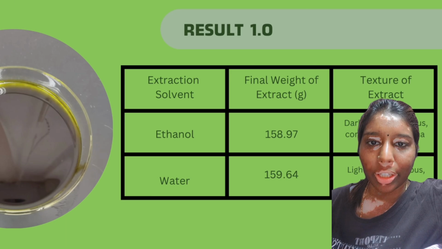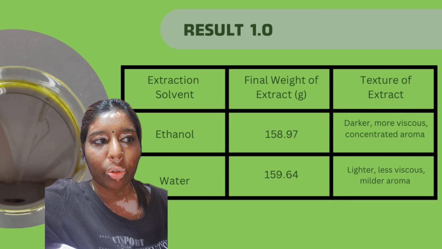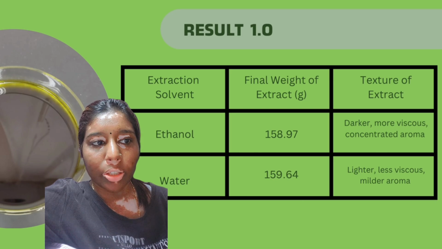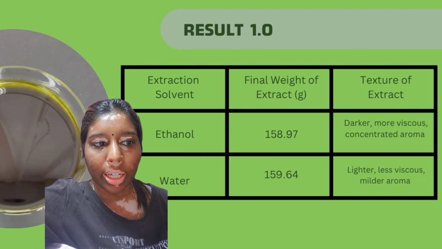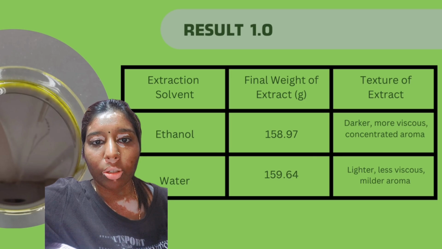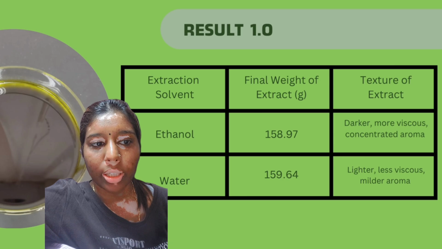The final weight of extraction for ethanol is 158.97 grams, and for water is 159.64 grams. The texture of the ethanol extract is darker, more viscous, with a concentrated aroma, whereas the water extract is lighter, less viscous, with a milder aroma. The water extraction resulted in a significantly higher yield than ethanol extraction, highlighting its efficiency in dissolving polar compounds. The ethanol extracts were darker and more viscous due to the presence of chlorophyll and other non-polar compounds. Water extracts were lighter and less viscous, indicating higher polar compound solubility.